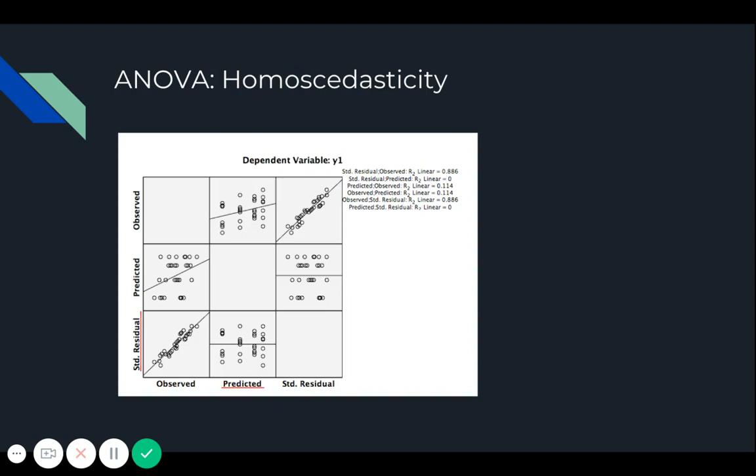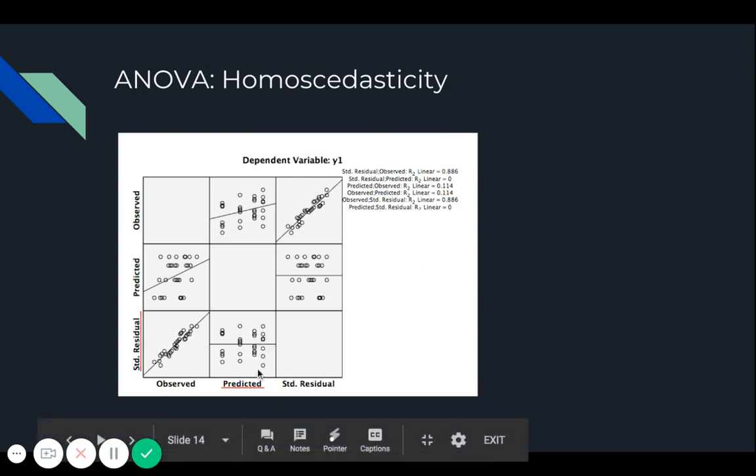So to assess whether I have homoscedasticity, on the provided correlation matrix, I'm going to look specifically at the predicted on the x-axis and the standard residual on the y-axis. Here it looks like, for the most part, the error is consistently distributed across the predicted value. Apart from the end here, it looks like there may be some points that aren't, but overall I would say that we do have homoscedasticity and this assumption is met.